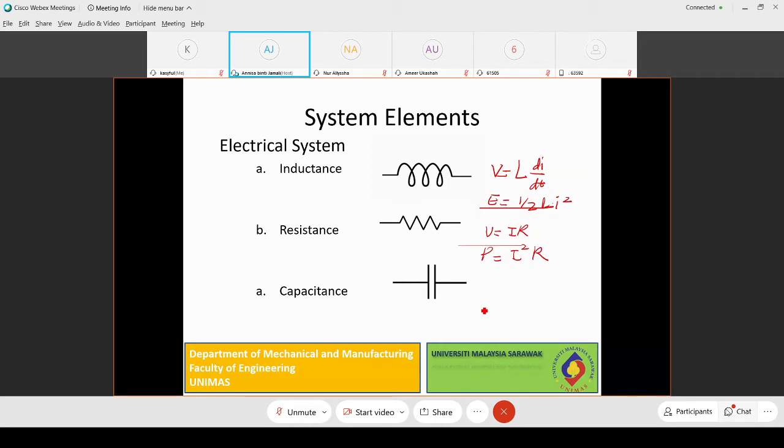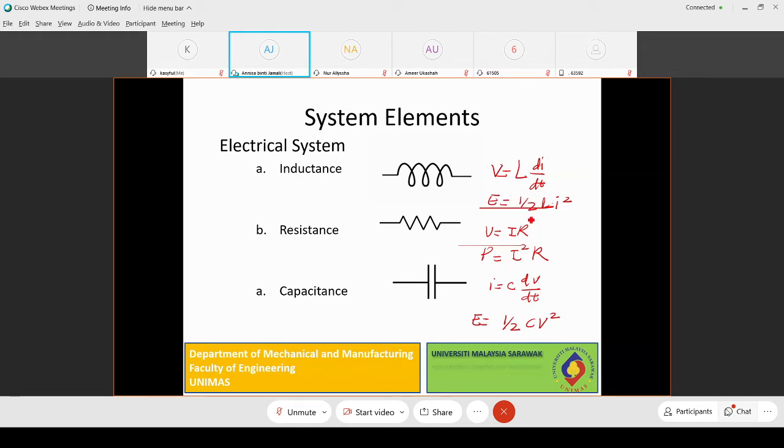For the capacitance, I equal to C dV over dt, where C is the capacitance constant, and dV over dt is the differentiation of the voltage over time. If we integrate this, we can get the energy of the capacitor, which would be half C V squared.